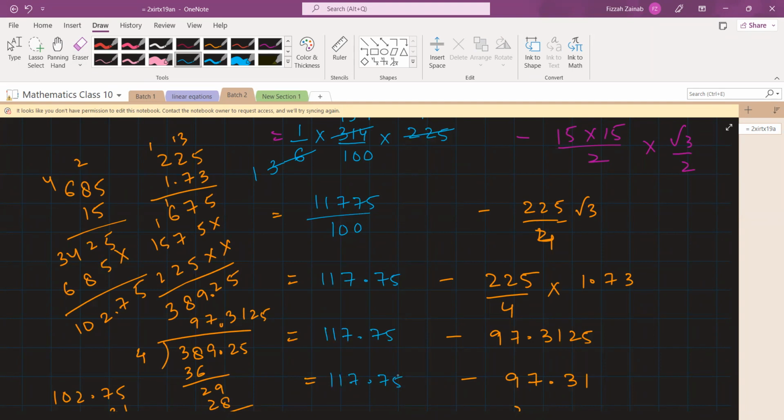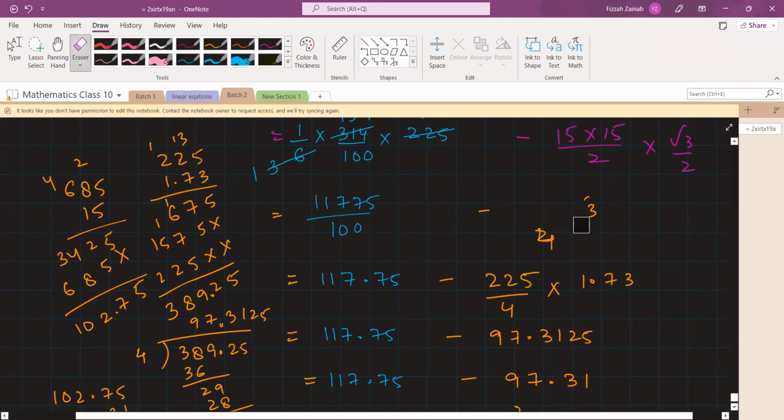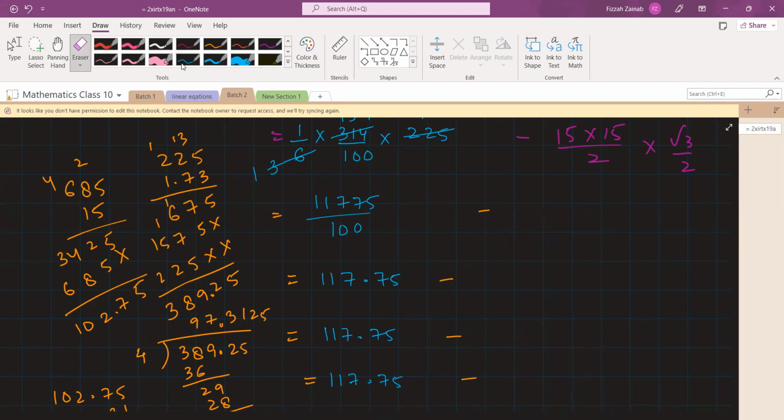Okay, this side I have 15 into 15 again, which is this, and divided by 4. 225 divided by 4 should be 56 point. I'm getting 56.25, right? And let us solve this again. I think here also we can solve it again. See, one little mistake causes everything wrong. Anyway, 15 into 15 is 225 and 2 into 2 is 4 and then you have root 3, so 1.73.